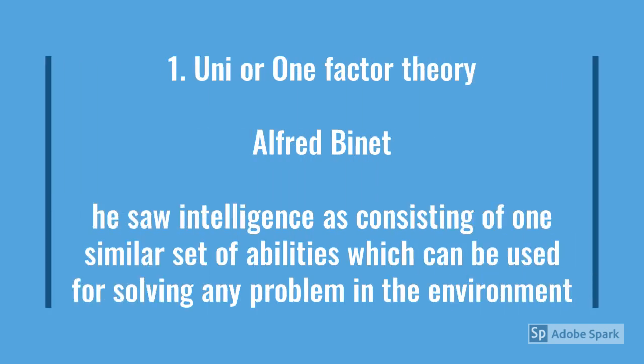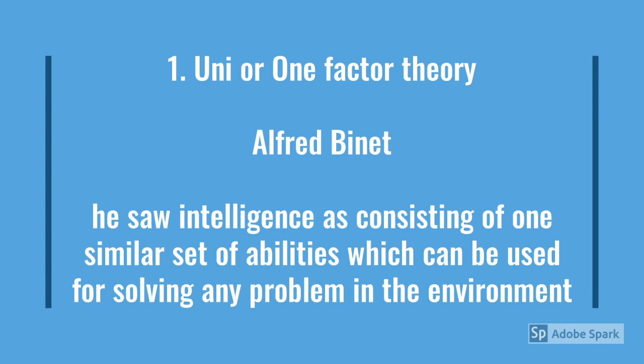The first theory under the psychometric approach is the uni or one factor theory given by Alfred Binet. He saw intelligence as consisting of one similar set of abilities which can be used for solving any or every problem in an individual's environment.